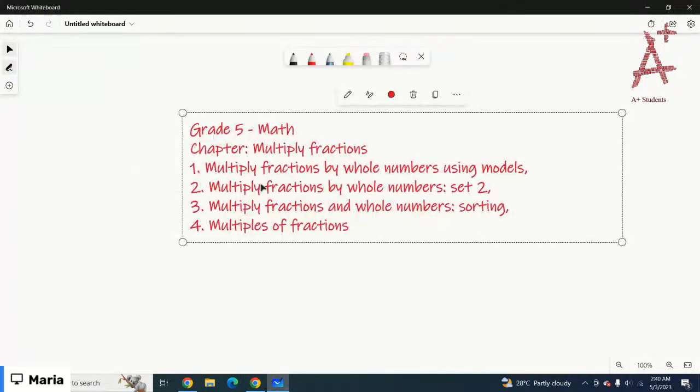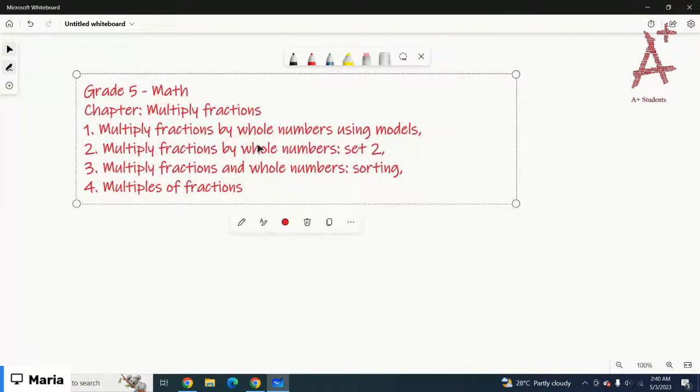So we're working on grade 5 maths. The chapter we're working on is multiply fractions, and the lessons we have covered today are multiply fractions by whole numbers using model, multiply fractions by whole numbers set 2, multiply fractions and whole numbers sorting, and the one we just did is multiples of fractions. So please make sure before the next session you complete all the test questions for the lessons we did today. If you need more help with any of the lessons, you can contact any tutor on the Skype. They are available from Monday to Friday, 5 to 9.